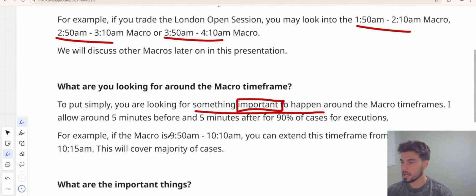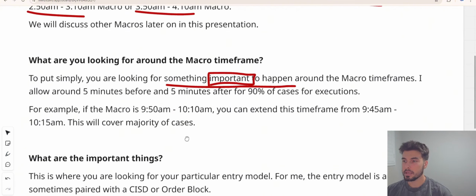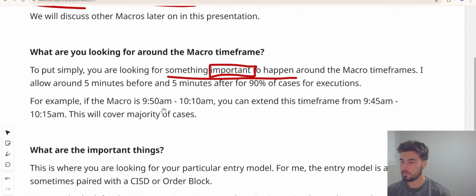Now, I want to point this out. A lot of people ask me, this is a really important point, jot this down. Yes, the macro could be from 9:50 to 10:10, but I extend this 5 minutes before that and 5 minutes after. So if you're looking for entries using this model, you can extend it from 9:45 to 10:15. Because a lot of people say to me, Ruben, there was an entry at 9:46. I didn't take the trade. It wasn't in a macro. It's still using the macro framework.